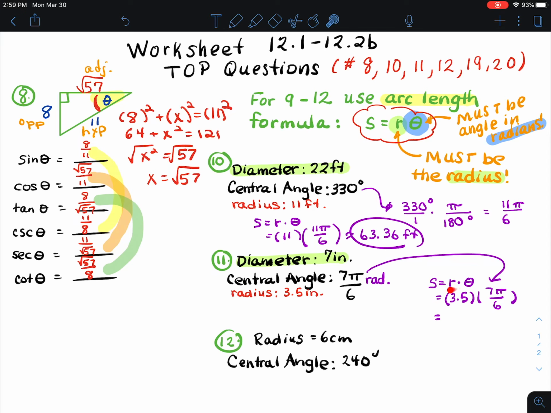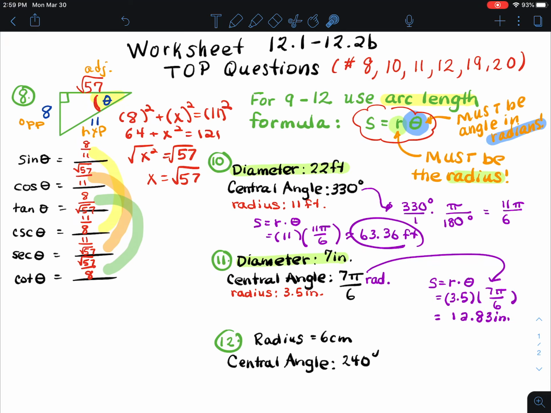Again, you're going to type this all into your calculator, even the pi symbol, and this is going to give you an answer for number 11 to be 12.83, and that should be labeled inches because that problem was giving you the diameter in inches. Okay. Hopefully this is making sense. You're seeing how this works.